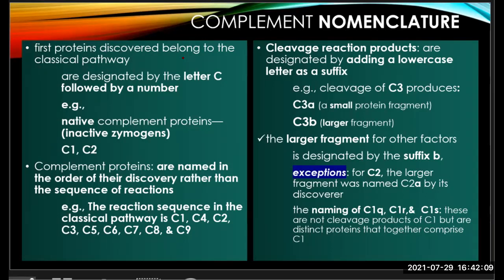The first proteins discovered belong to the classical pathway, and they are designated by the letter C followed by a number. For example, the native complement proteins such as the inactive zymogens have a simple number designation, such as C1 and C2. Unfortunately, we should remember that they were named in the order of their discovery rather than the sequence of reactions.